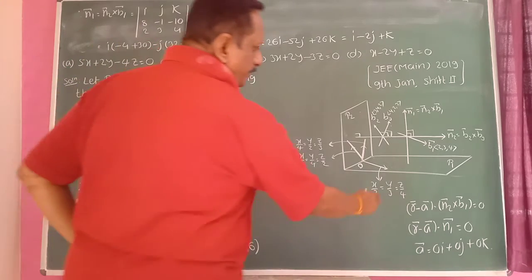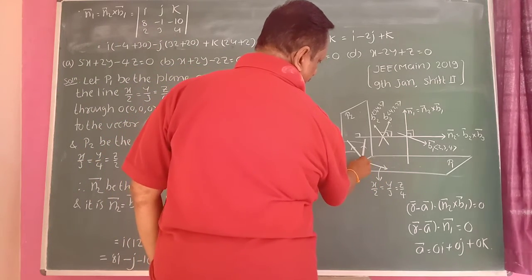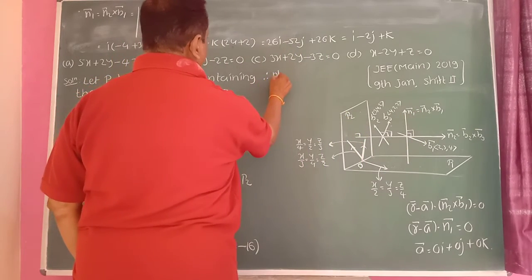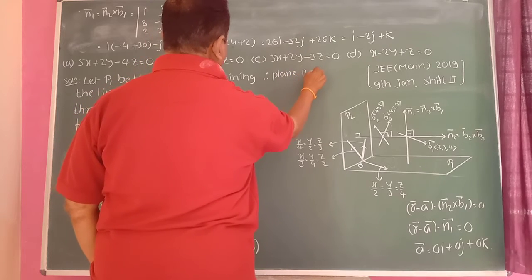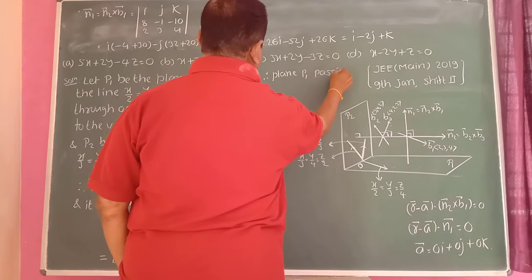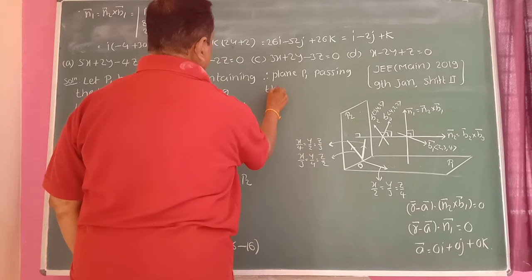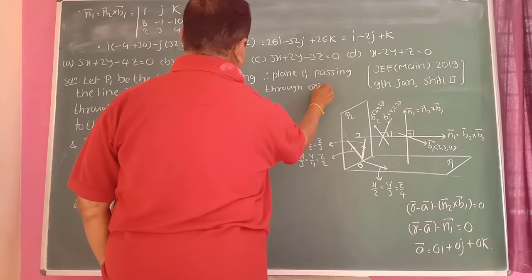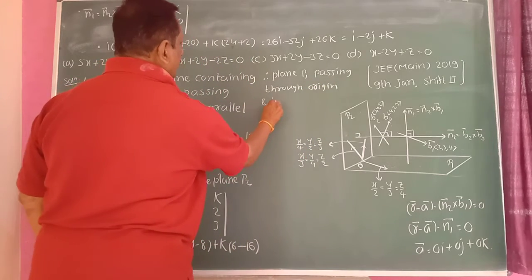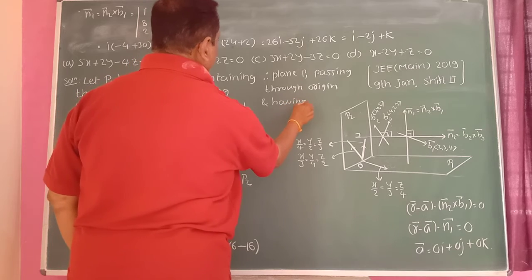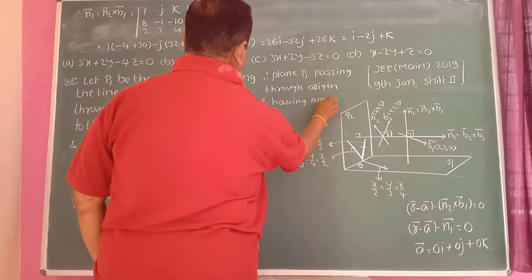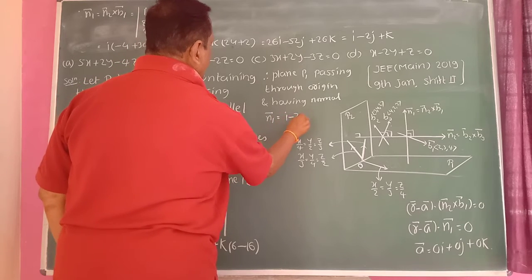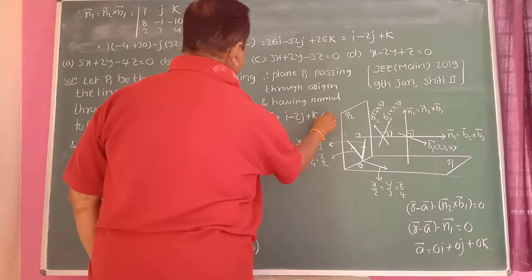Therefore, this plane P1 passing through origin and having a normal n1 bar equal to i minus 2j plus k.